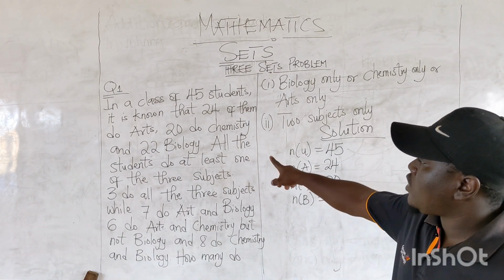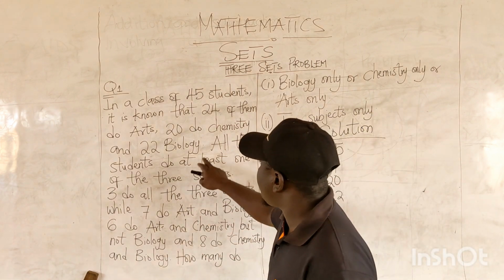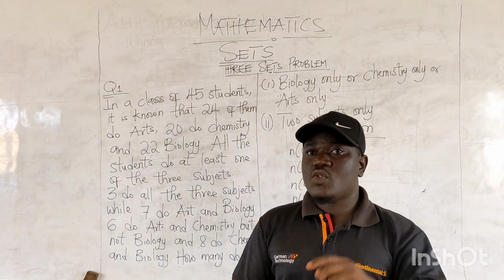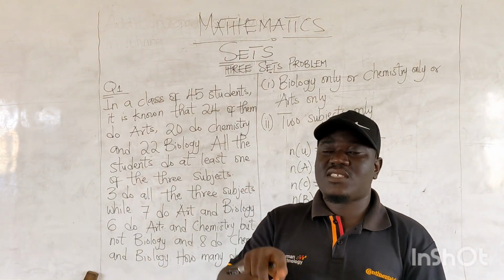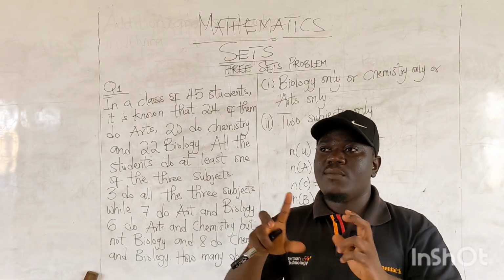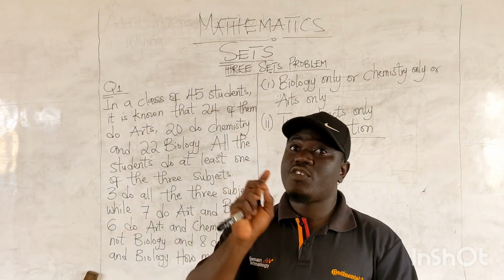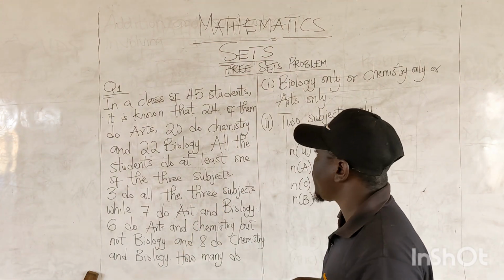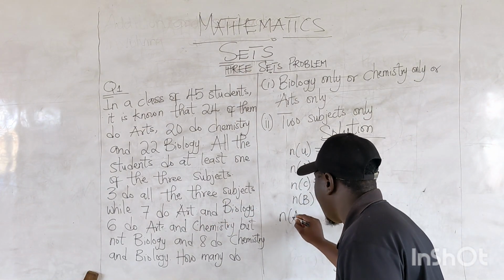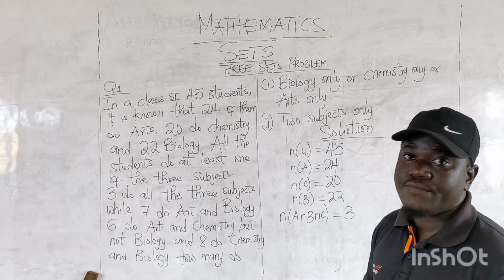Now moving forward, we are told that all students do at least one of the 3 subjects. What this particular statement is telling us is that we don't have any complement. So there wouldn't be any members in region 8. That is those that do not belong to A, B, or C. That means every student is studying at least one of the three subjects. So we are not going to have region 8 in this particular question. Now, 3 do all the 3 subjects. So we have our number of A intersection B intersection C being equal to 3.